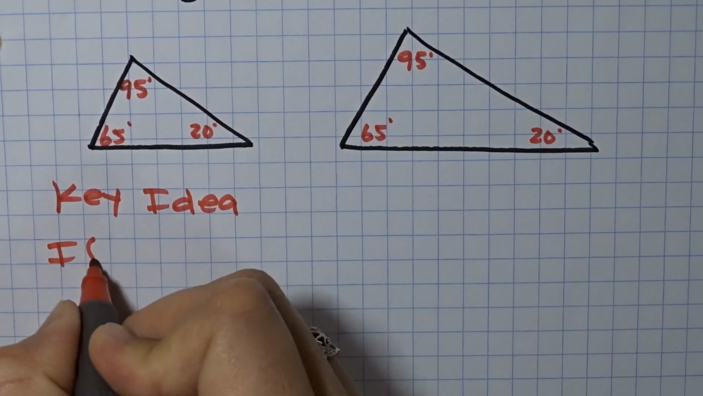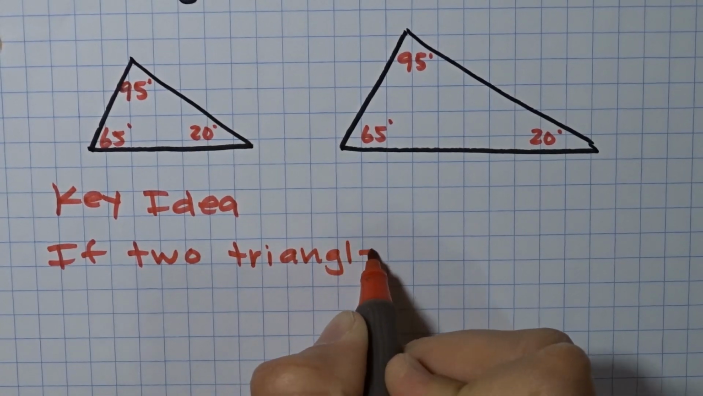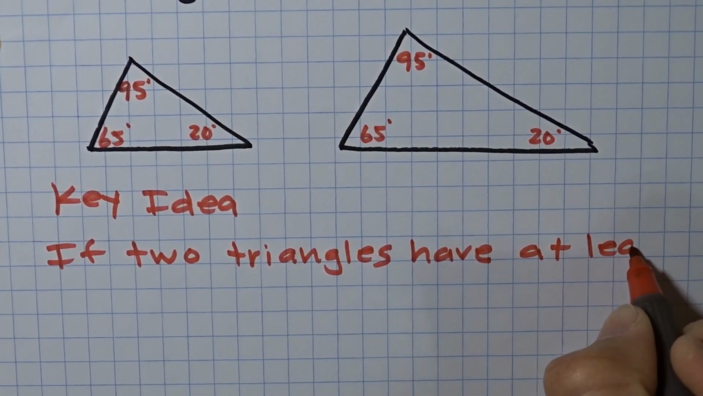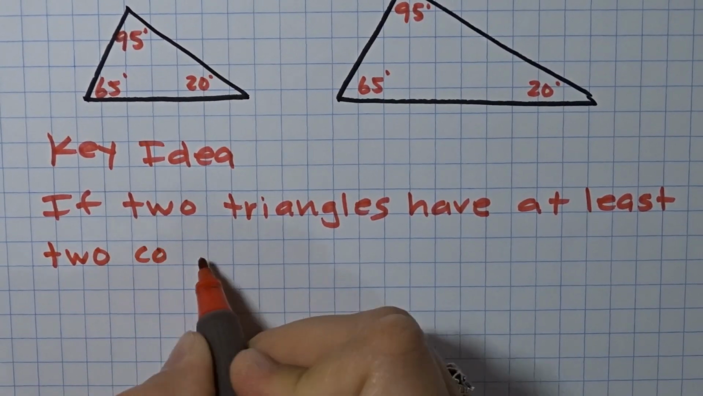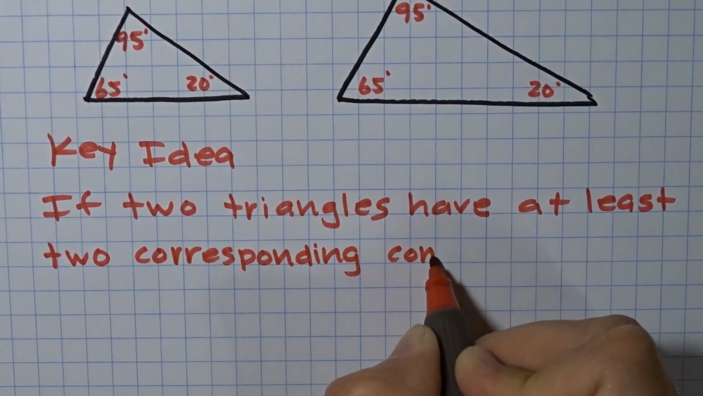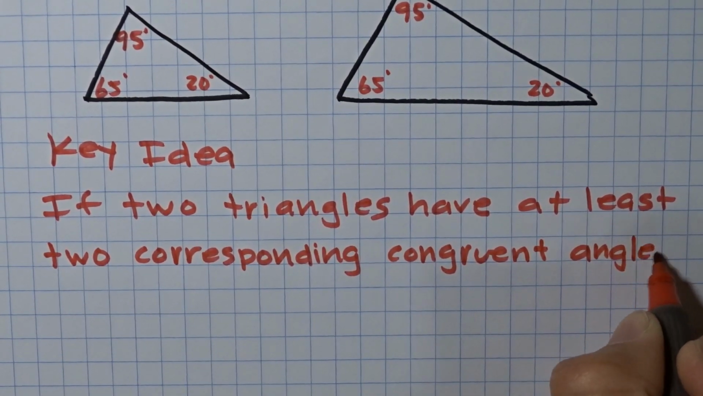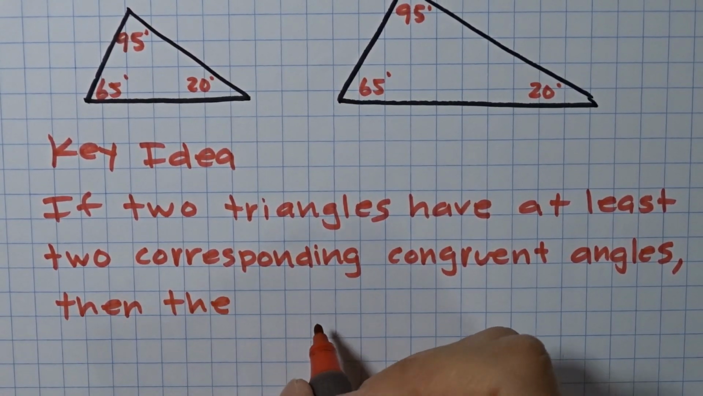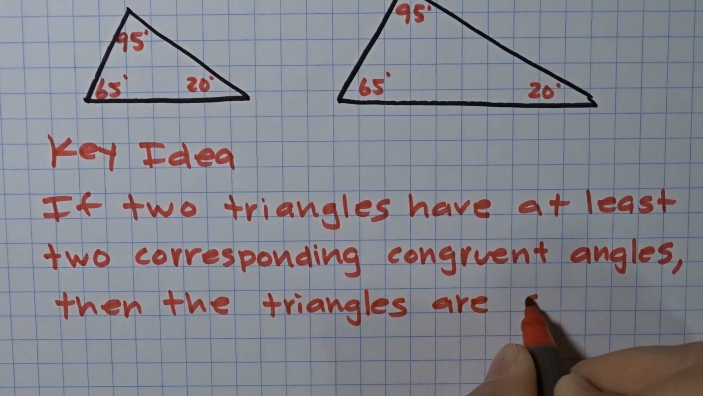If 2 triangles have at least two corresponding congruent angles, then the triangles are similar.